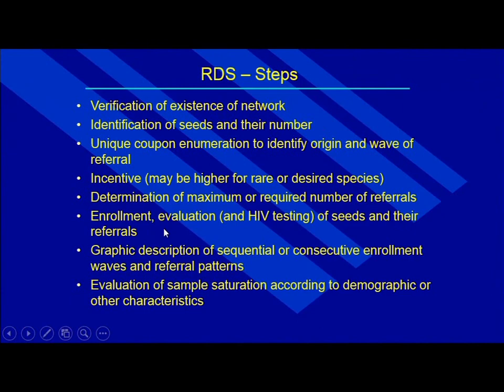And I'll give you some examples of that. We may give an incentive for people that are younger or older, or people that are rare in the population, and we want to have them. We need to decide on the number of referrals that we want to have from a person. So we don't want to have one seed or one person referring too many people. So we set a standard, for instance, like 3 per person.